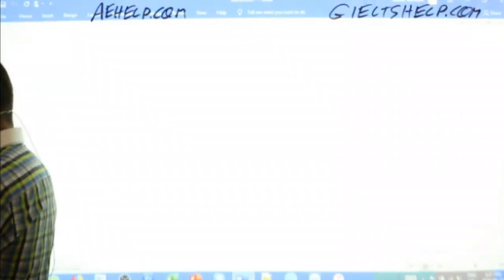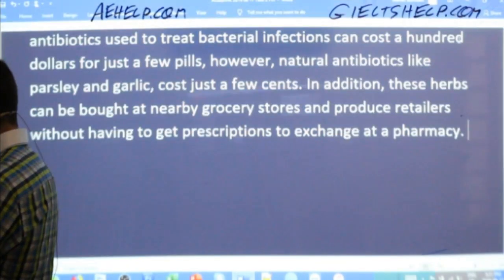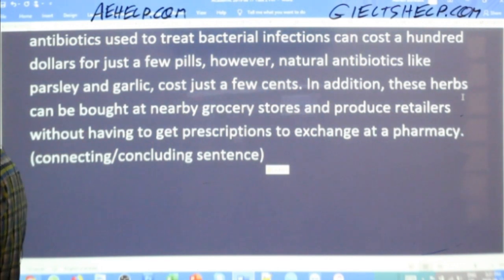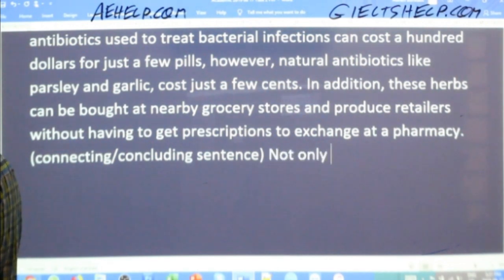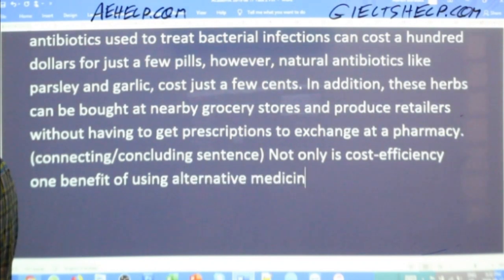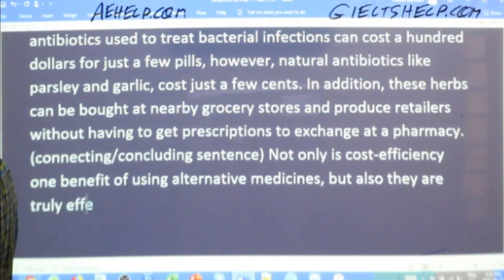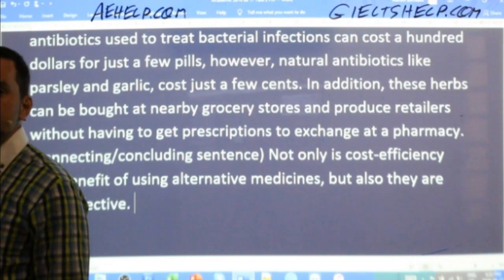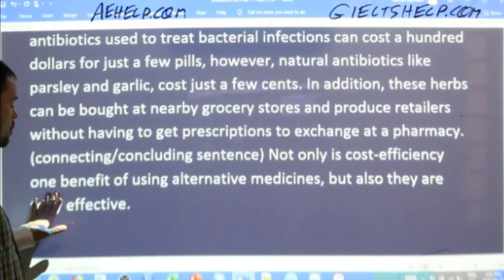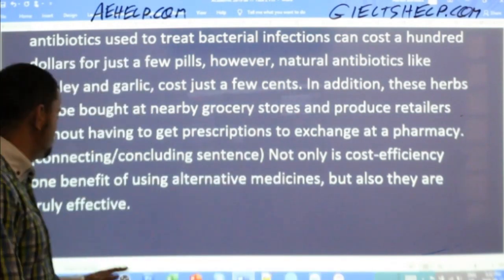Okay, so here is how I would do it. Oops, just give me a second. Okay. So not only is cost efficiency one benefit of using alternative medicines, but also they are truly effective. Okay, so that would be my connecting concluding sentence. So not only is cost efficiency one benefit of using alternative medicines, but also they are truly effective.